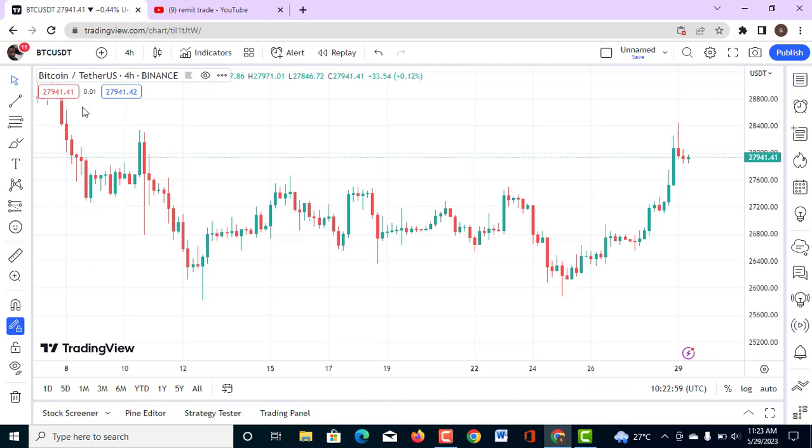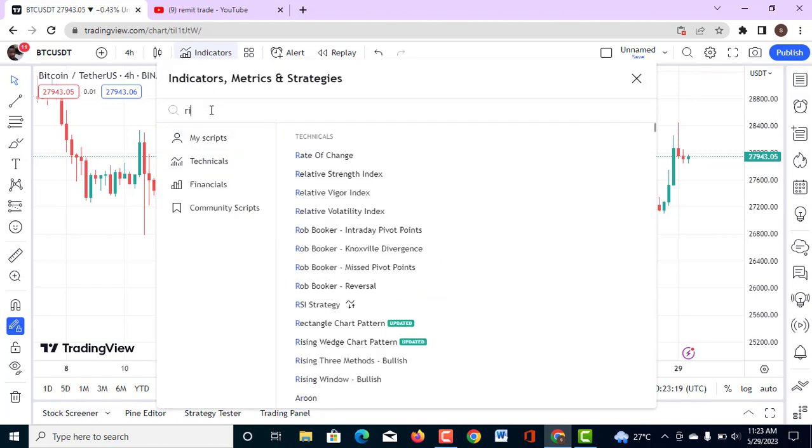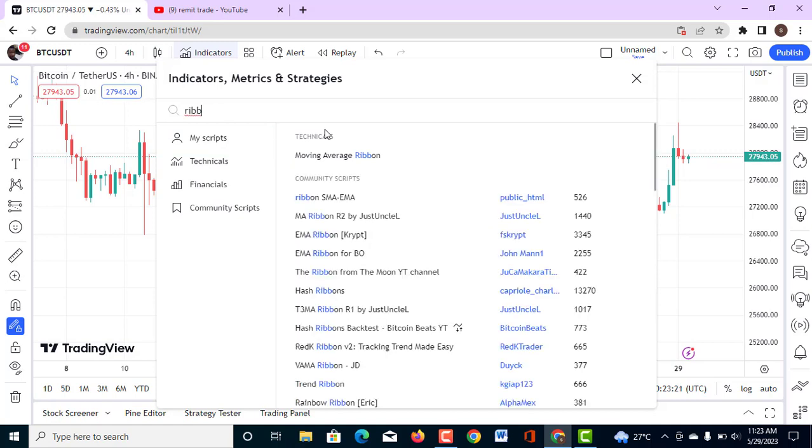On TradingView, I'll be using BTC USDT. I'm on the 4-hour chart. To better set up this strategy, we need 6 EMAs, and for us to better manage these EMAs, we're going to use the ribbon. So I'll go to indicators, right here on indicators, search for ribbon. Once you search for ribbon, this moving average ribbon will come out.